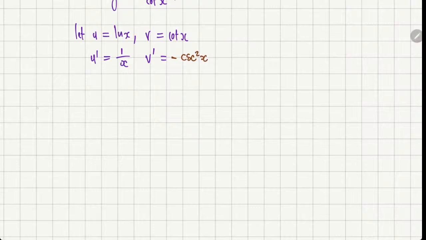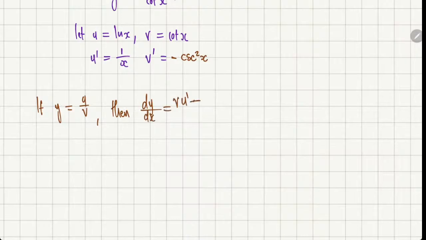Now you're going to say, if y is equal to u over v, then dy dx is equal to low, which is v, d high, the derivative of the top, minus, it's not plus, high u, d low, v prime, over square the bottom, v squared. Low, d high, minus high, d low, over square the bottom.